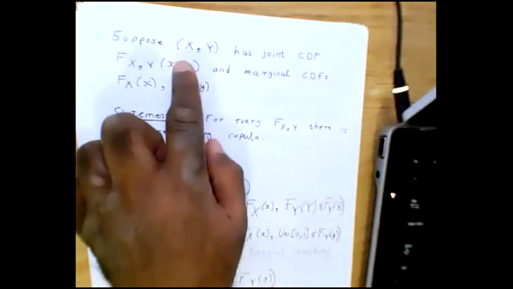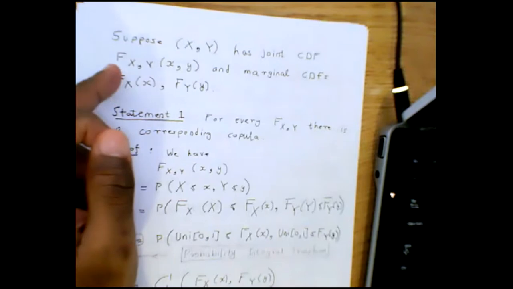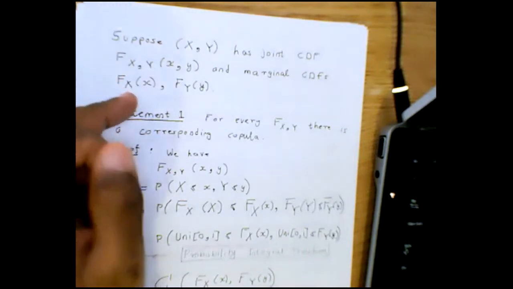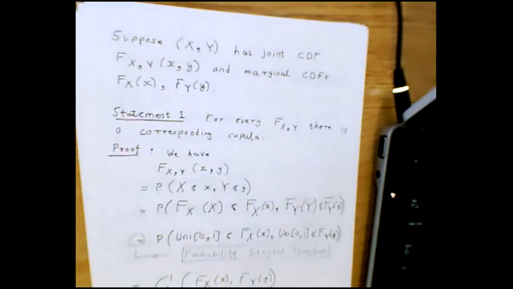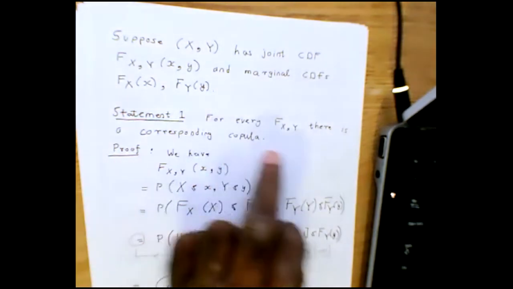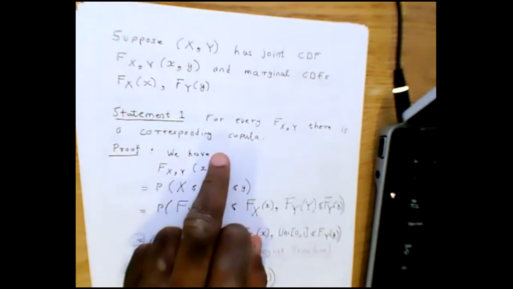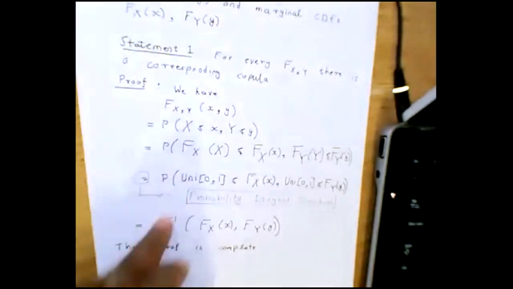Suppose you have a random vector (X,Y) with this as the joint CDF, and this as the marginal CDF of X and the marginal CDF of Y. There are two statements I would like to discuss right now. The first statement is that for every joint CDF of X and Y, there is a corresponding copula, and this is the proof of that statement.